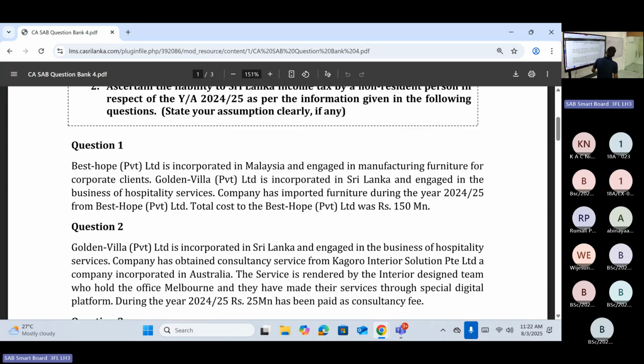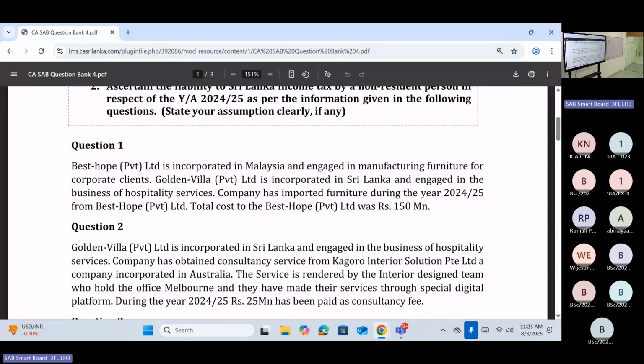Question number 1. Westhoff Private Limited is incorporated in Malaysia and engaged in manufacturing furniture for corporate clients. Golden Villa Private Limited is incorporated in Sri Lanka and engaged in the business of hospitality service. The company has imported furniture during the year 24-25 from Westhoff Private Limited. Total cost to Westhoff Private Limited was rupees 150 million.